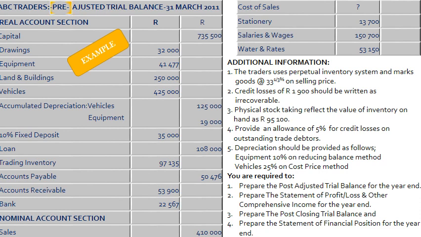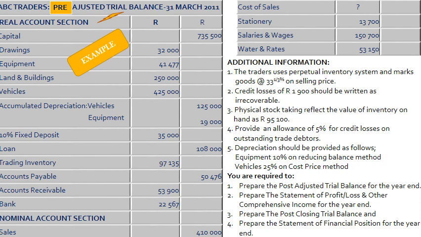Note that this is a pre-adjusted trial balance, meaning a trial balance before adjustments, before any errors and omissions have been investigated. The trial balance has two distinct sections, with the first section being the real accounts section. Under this section, the following accounts are listed: capital, drawings, equipment, land and building, vehicles, accumulated depreciation on vehicles, accumulated depreciation on equipment, the 10% fixed deposit, the loan, trading inventory, accounts payable, accounts receivable, and bank. Note that the accounts listed here are assets, owner's equity, and liabilities.